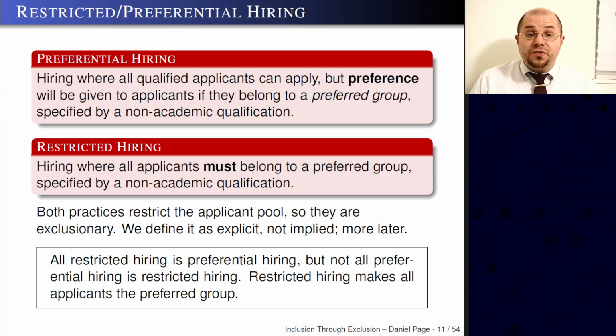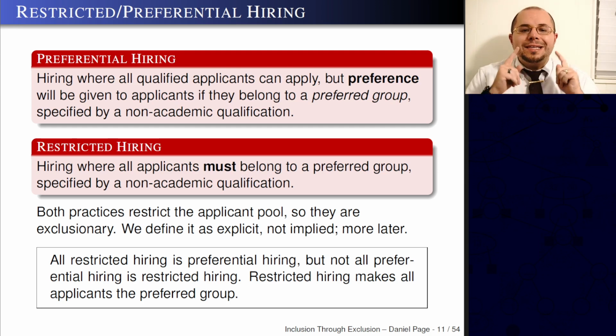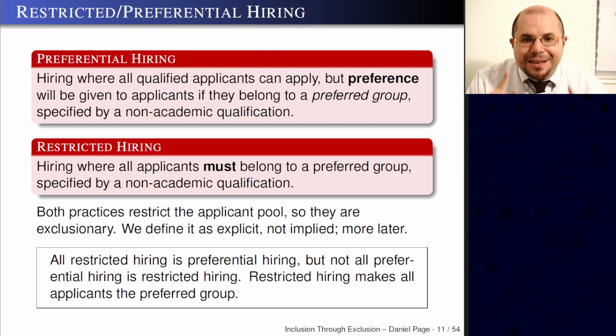Restricted hiring is actually a special version of preferential hiring where you take that outer oval, the potential applicants, and you say, hey, look, you don't get a choice of applying anymore, unless you belong to the preferred group. That is what restricted hiring is. So it's a restriction on the applicant pool, namely on the applicants that can apply. I must note that there is some disagreement on what preferential hiring may mean. In my research, I made it explicit, not implied. I'll explain why this matters a little later.